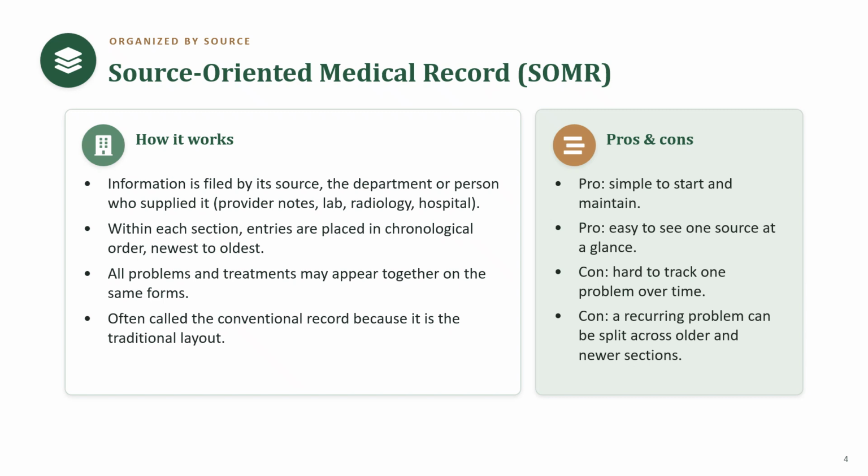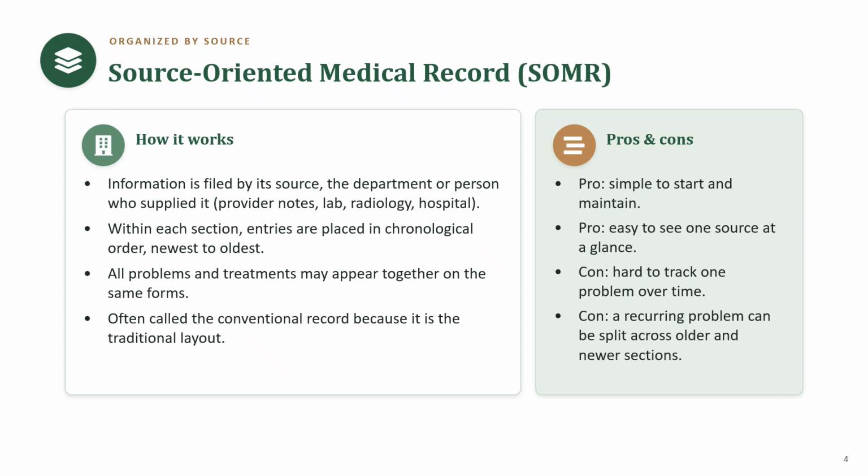Let's look more closely at the SOMR. The defining feature is that information is filed by its source, meaning the department or person who supplied it. So there is a section for provider notes, a section for lab results, a section for radiology, a section for hospital records, and so on. Within each of these sections, entries are arranged in chronological order. All of a patient's problems and treatments may show up together on the same forms, mixed in by date. This is the traditional layout, which is why it's called the conventional record.